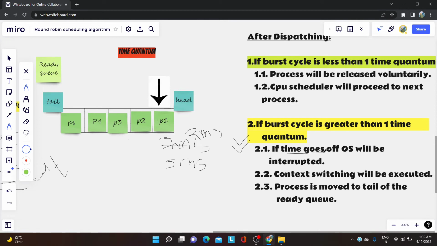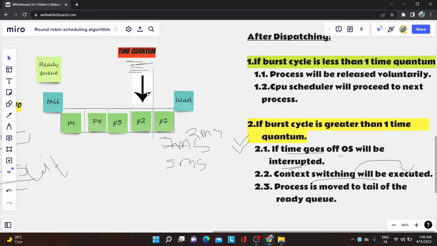What happens after executing this process? We will be setting a timer before the starting of the process, and the time which is set is equal to the time quantum of each process. Time quantum only. When the timer goes off, our operating system will face an interrupt. What happens if it is interrupted? Context switching happens. What is context switching? The CPU will be assigned to the next process by the CPU scheduler, and then the same thing happens.